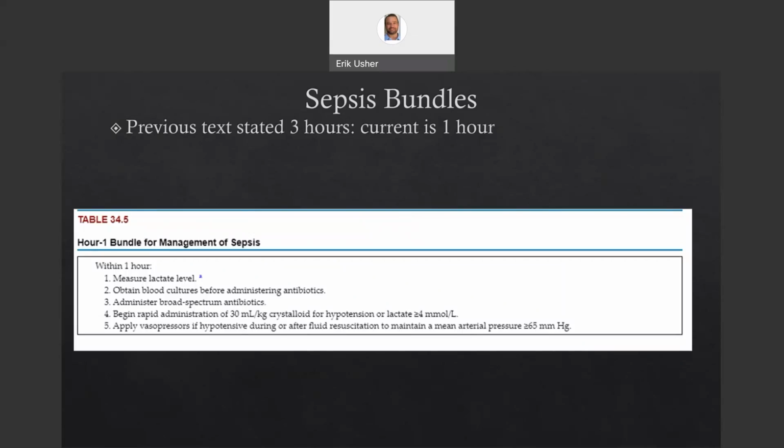So within that first hour, we want to measure a lactate level. Again, we know that we can measure that because we can actually track that. Obtain blood cultures before administering antibiotics. Administer broad-spectrum antibiotics, as we said before, against the gram negatives. And a rapid administration of 30 milliliters per kilogram of crystalloids for hypotension or lactate greater than 4. So at that point, we know we're kind of behind the 8 ball with these patients. And apply vasopressors if hypotensive during or after fluid therapy, and maintain a mean arterial pressure of greater than 65.